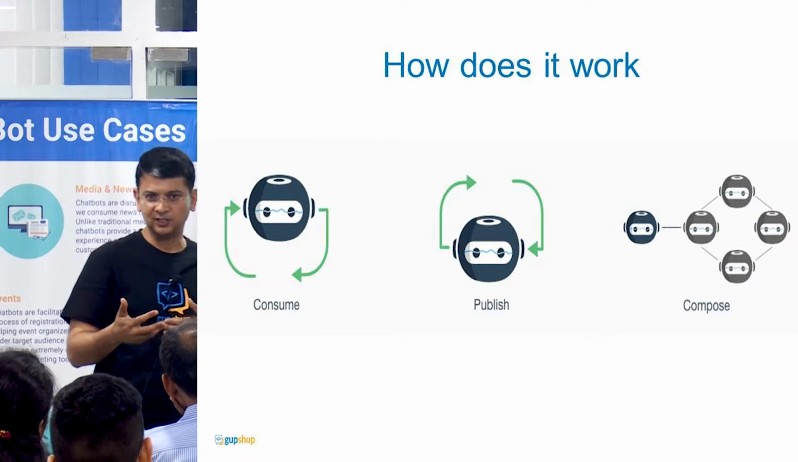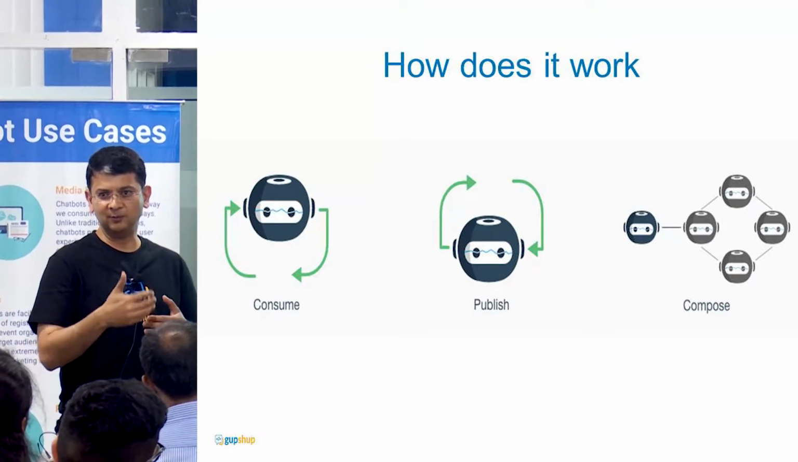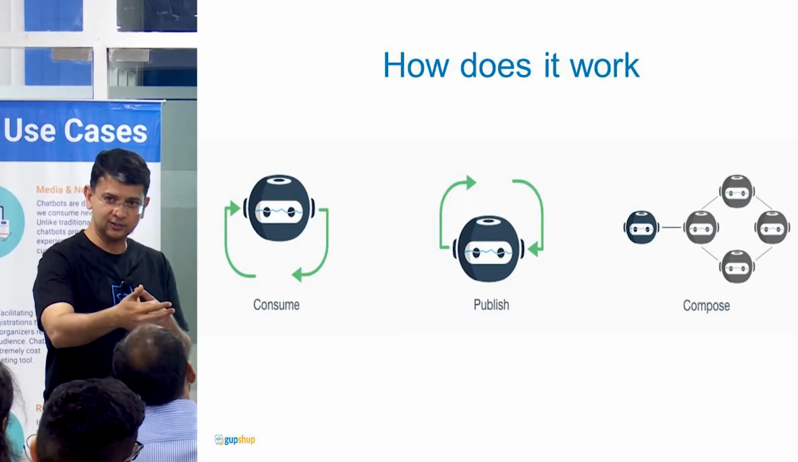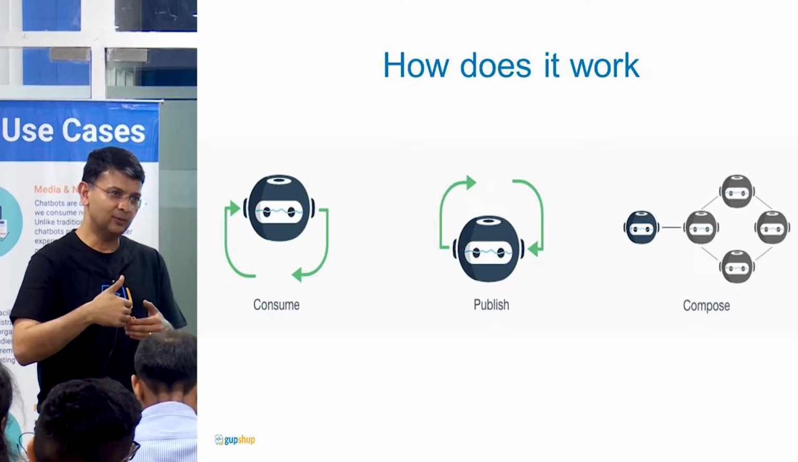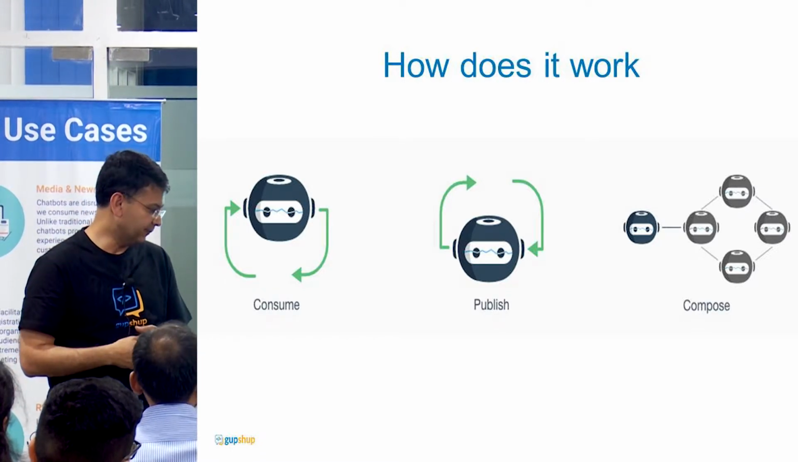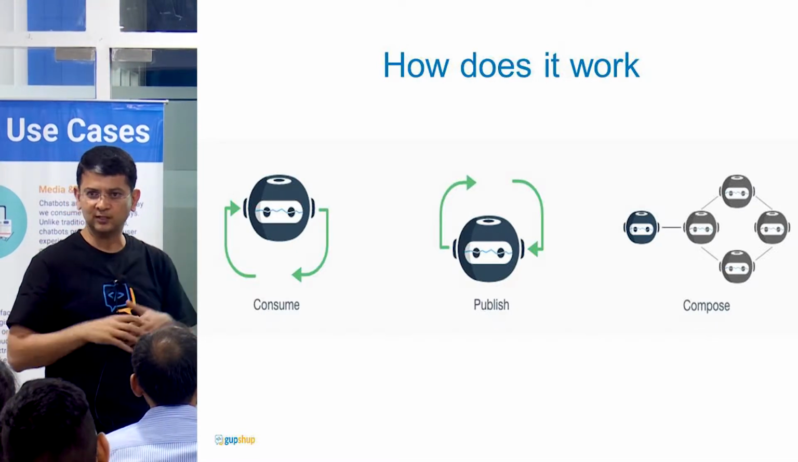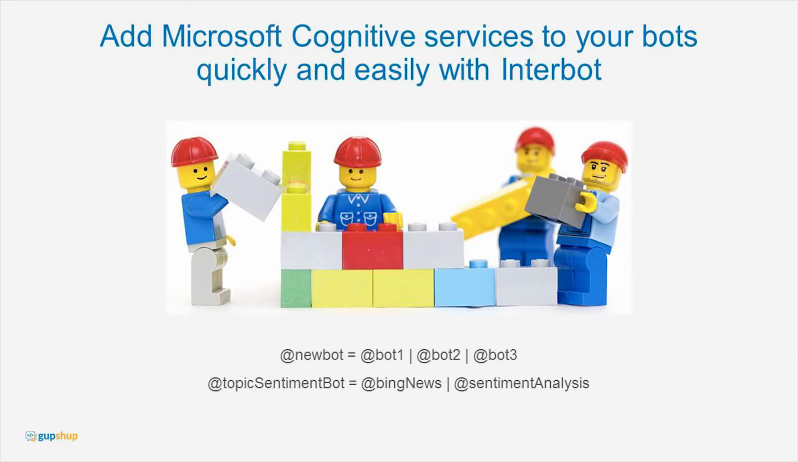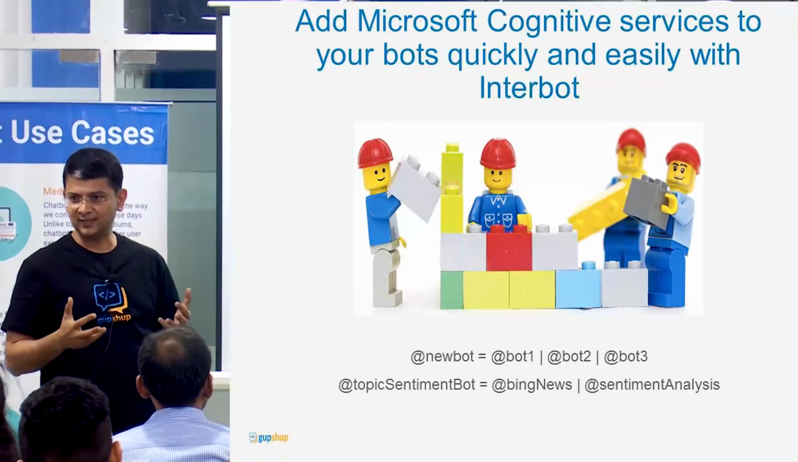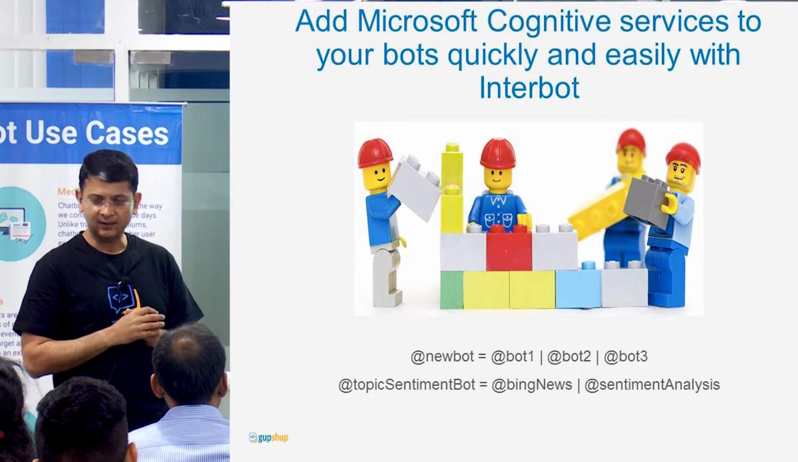A bot would publish itself on the channel, and then once published, it can consume other bots, so to speak, or other bots would consume its services. And you can even compose bots just by putting them together. The idea is that it becomes literally as simple as plug and play, right?